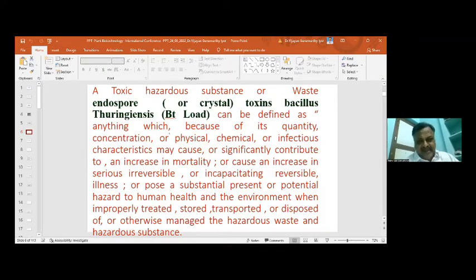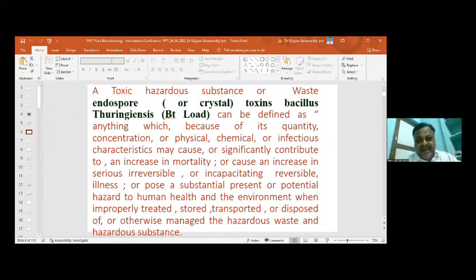and can be defined as such because of its quantity, characterization, concentration, and physical, chemical, and infectious characteristics that may significantly contribute to an increase in mortality or cause an increase in serious irreversible or incapacitating reversible illness, or pose a substantial present or potential hazard to human health and the environment when improperly mitigated, by means of the environmental health impact assessment process for the BT cotton.